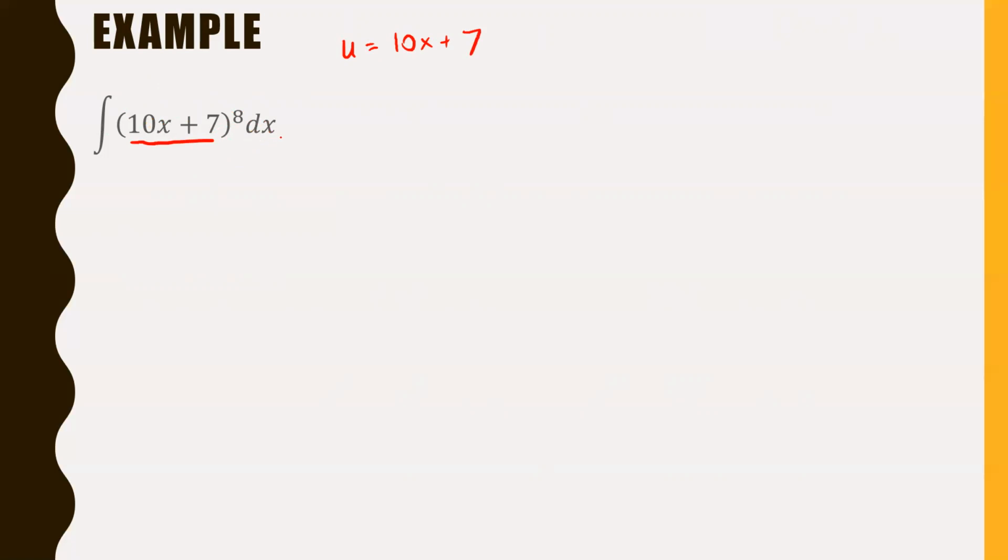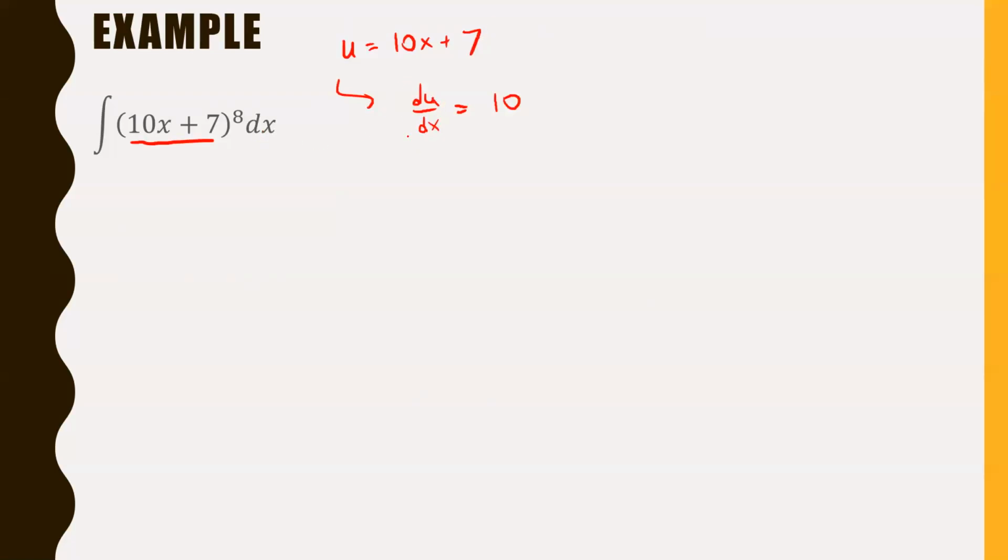To figure out something for our dx, we have to use the Leibniz notation for the derivative of u. So the derivative of u is du/dx, which means the derivative of u with respect to x. Well, the derivative with respect to x here is just going to be 10, right? Because 10x would just be 10, and then 7 just disappears.